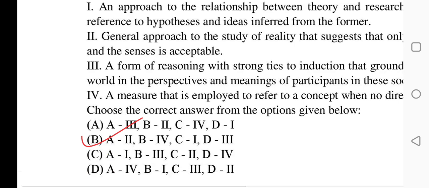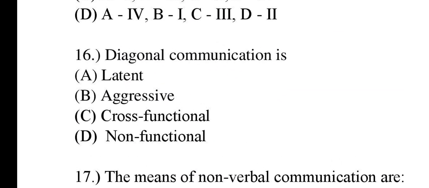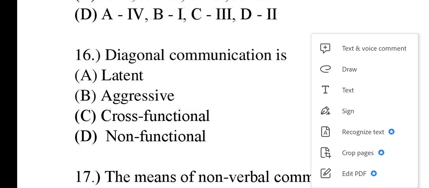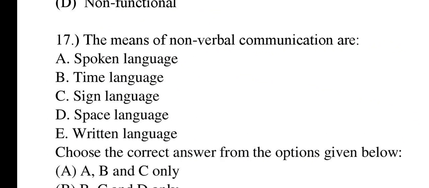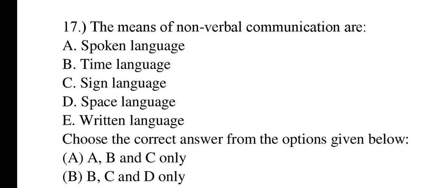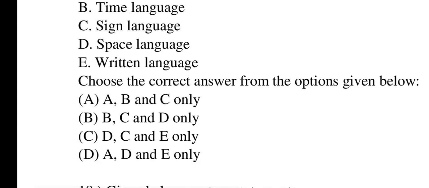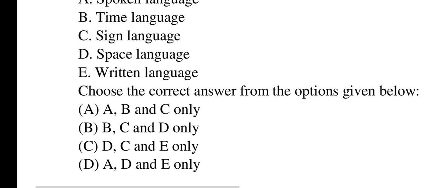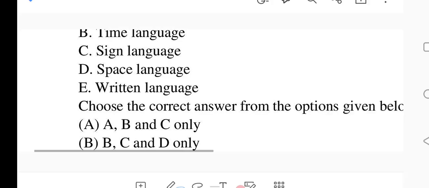B is done. Next, number 16 says diagonal communication is what? A, B, C, D: latent, aggressive, cross-functional, non-functional. So it will be cross-functional. 17 says the means of non-verbal communication are what? A, B, C, D, E: spoken language, time language, sign language, space language, written language. Choose the correct answer from the options given below. Number 17, it will be B, C and D.